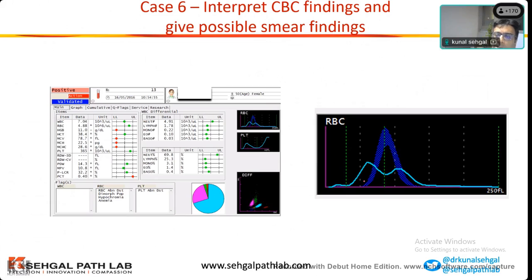In many analyzers, this is a setting. In some machines, you have to ask your engineer to put the setting on. They right click and the setting comes on. So in every patient, you will see this dark blue curve, which is the reference of normal, and the light blue is the patient. Now, what do you get to know? It is showing a bimodal peak, so maybe a dimorphic picture.